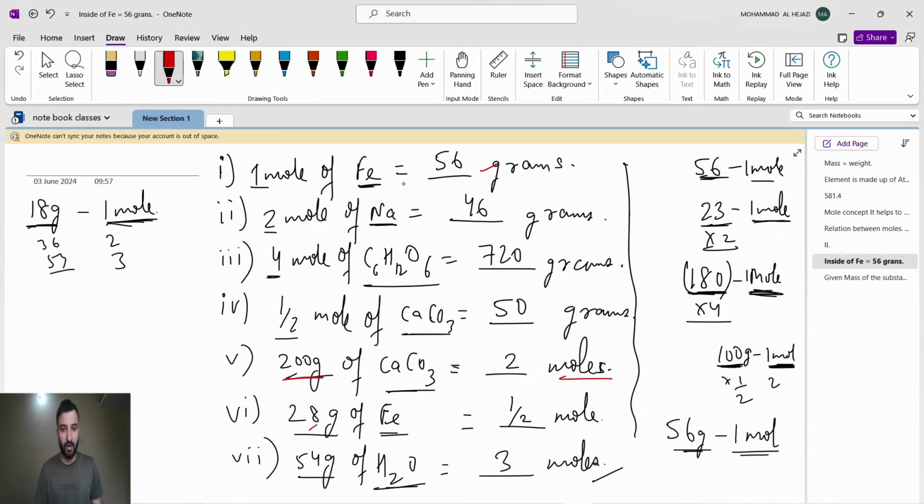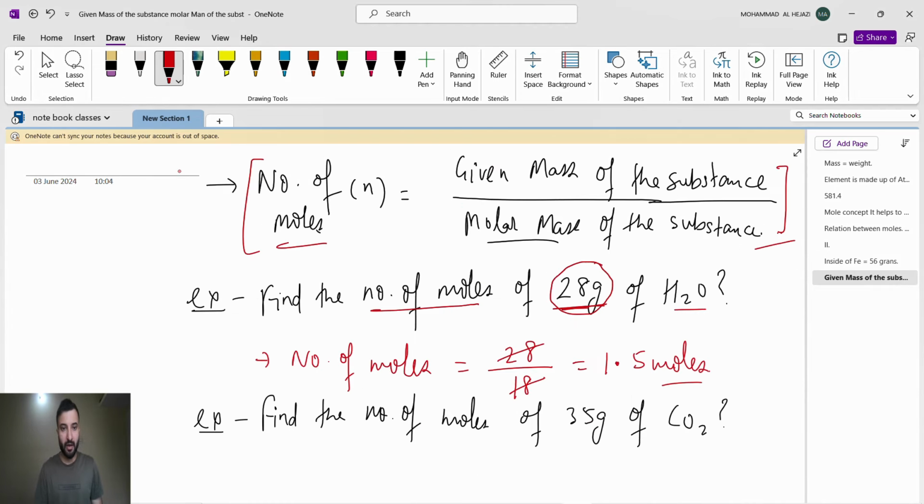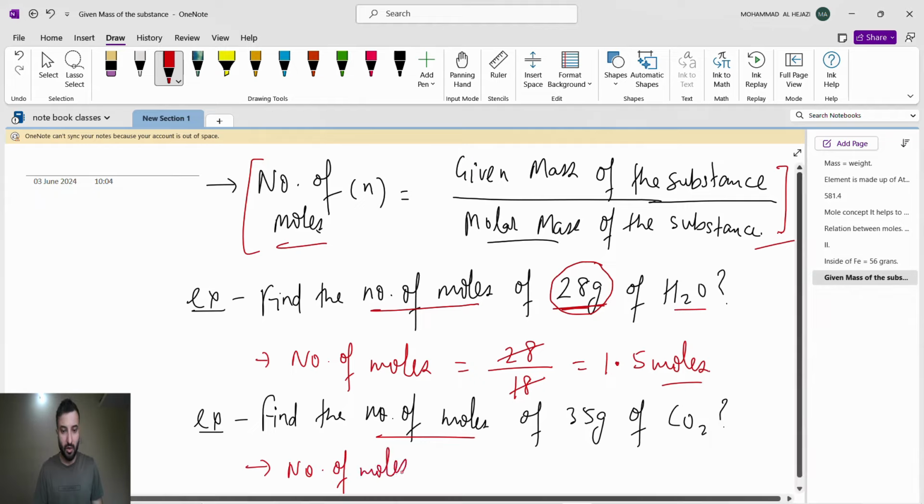So this page you have to write all. This slide you have to write this number of moles formula and these two examples. So find the number of moles. We have to find the number of moles. So number of moles formula. Number of moles is denoted by small n. Number of moles formula is given mass by molar mass. So given mass they will give in the question. Molar mass we have to find. We know how to find.